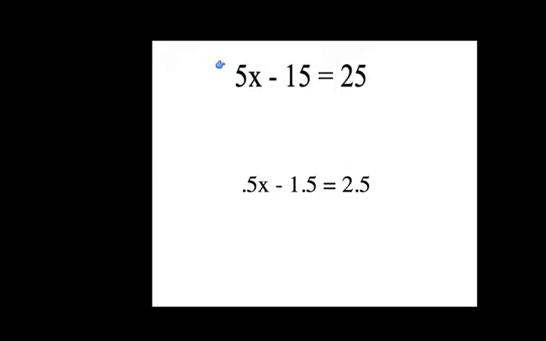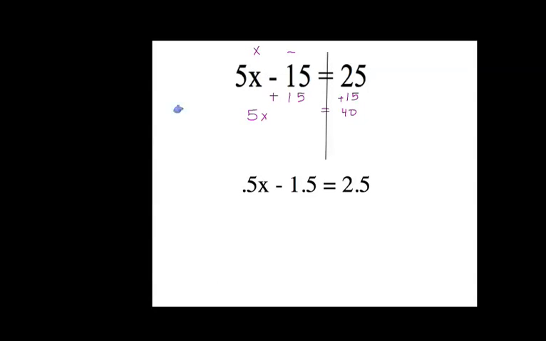Now what I'd like to show you is how you can apply these same steps to solve problems that have decimals. So looking at this first equation, I have 5 times x minus 15 is equal to 25. So I'm going to first do the opposite of subtraction. I want to add, rewrite my problem. Again, let's keep us lined up right here.